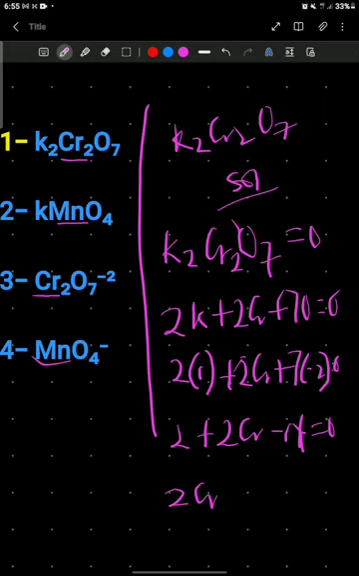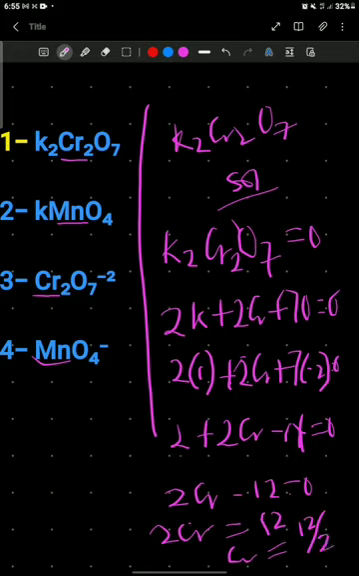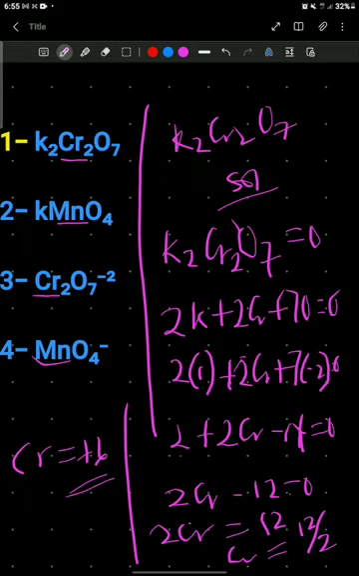Minus 14 equal to 0. So 2Cr, so 2 plus minus 14, that's minus 12, equal to 0. Then 2Cr is equal to 12. Then Cr is equal to 12 divided by 2. Then Cr is equal to plus 6. So it means that the oxidation number of Cr is equal to plus 6. I hope this is clear to you. So the next one.